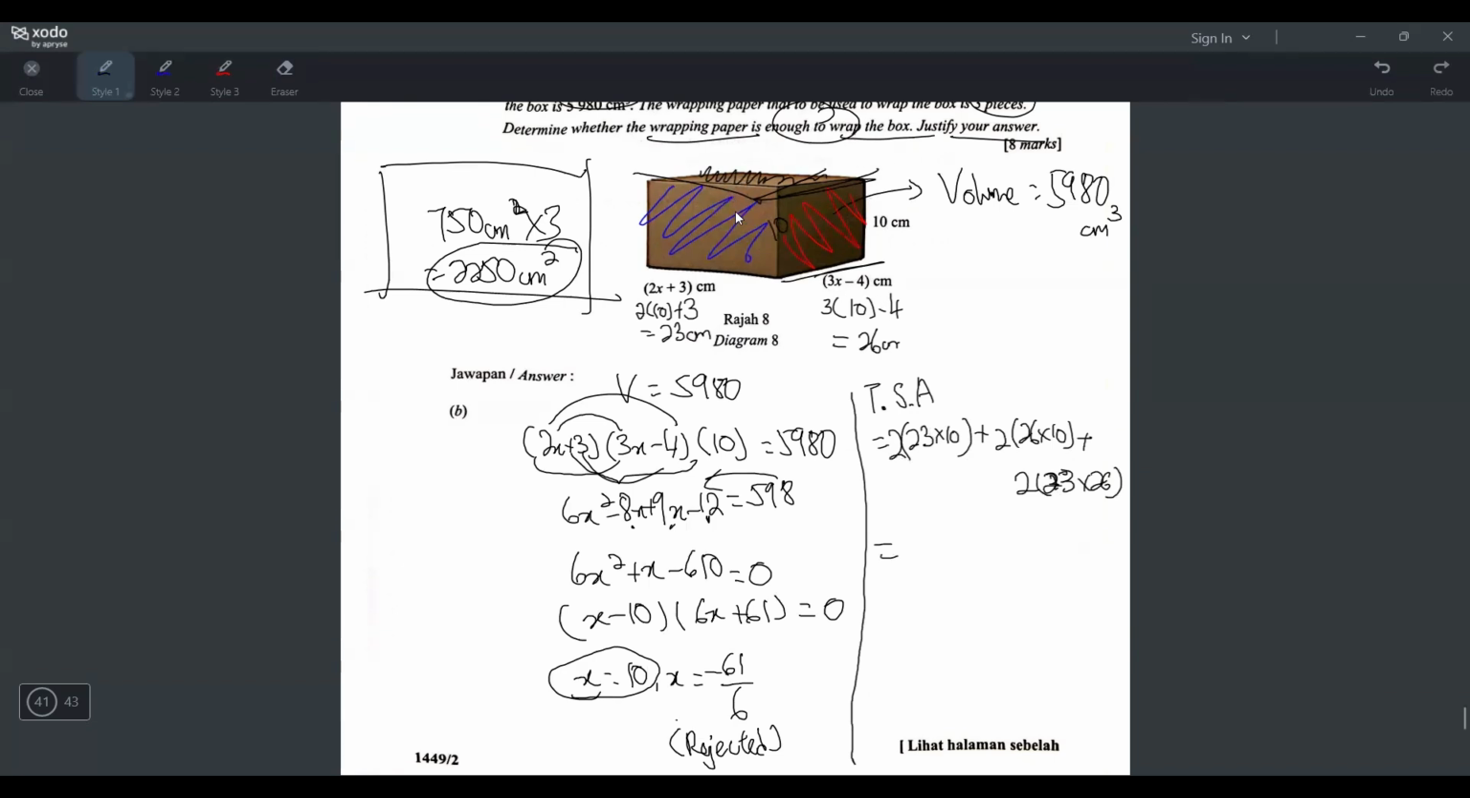Takkan lah you rub, like one part you don't wrap, right? Mesti you wrap semua one. When you wrap, you wrap the whole thing. So of course all the 6 surfaces you have to wrap. Okay, now we tekan calculator, and we will get the answer.